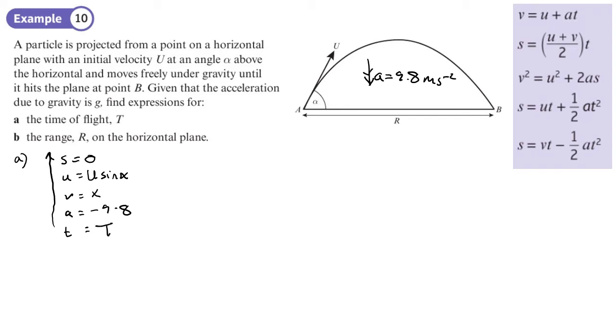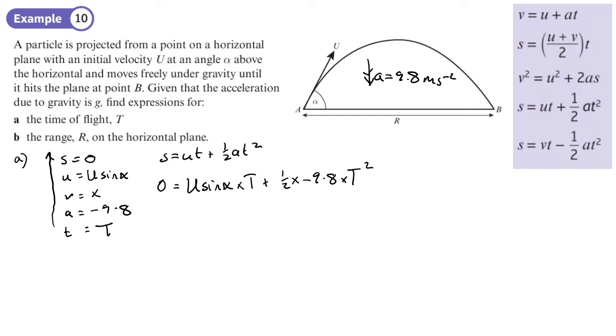is big T. So all we need to do now is put that into a suvat equation that has s, u, a and t. So that's going to be s equals ut plus half at squared. So 0 equals U sine alpha times big T plus half times negative 9.8 times big T squared.